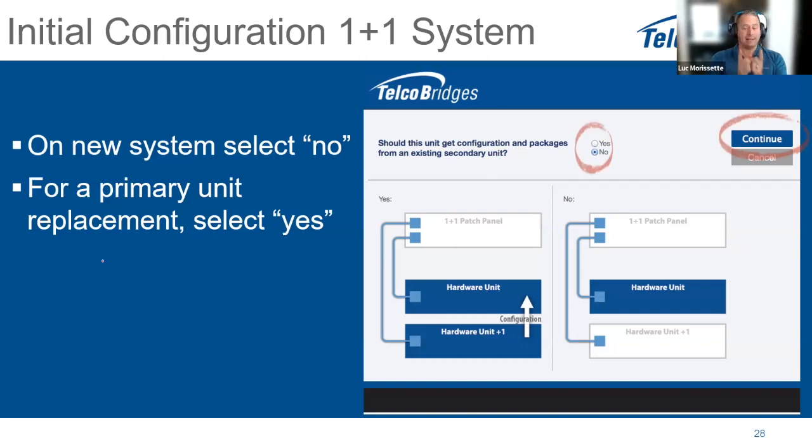If you are replacing a primary unit, that's when you would want to say yes. So for example, you have a 1+1 system that is running traffic and it's available. You decide you want to replace the primary unit. Then when you configure that new primary unit, you will say, please take the configuration from the secondary unit so that I can run normal traffic.